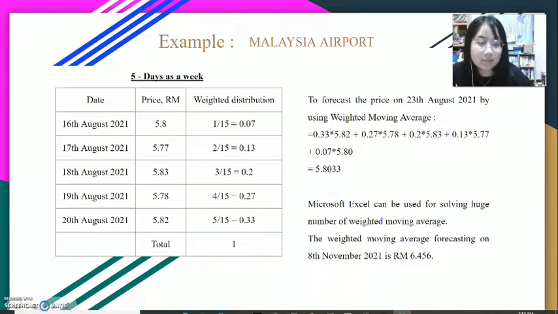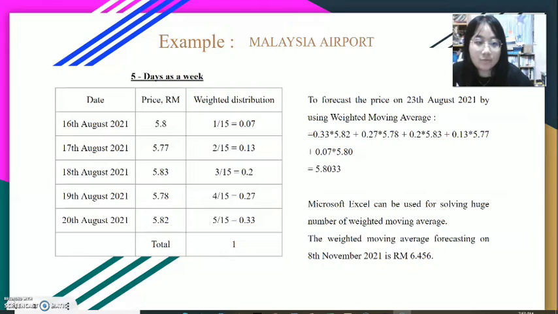To forecast the price on 23rd August 2021 by using the weighted moving average, we're going to multiply each price by the assigned weighting factor and sum up the numbers, so that we will get the calculation below, which is 0.33 times the price, 5 ringgit and 82 cents, plus 0.27 times 5 ringgit and 78 cents, plus 0.2 times 5 ringgit and 83 cents, plus 0.13 times 5 ringgit and 77 cents, and the last one, plus 0.07 times 5 ringgit and 80 cents, so that we will get the forecasting price on 23rd August 2021 is 5 ringgit and 80 cents.